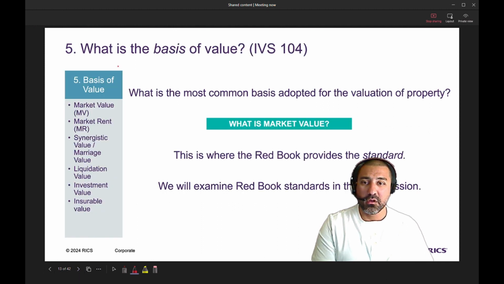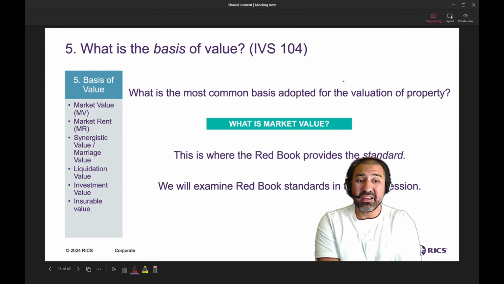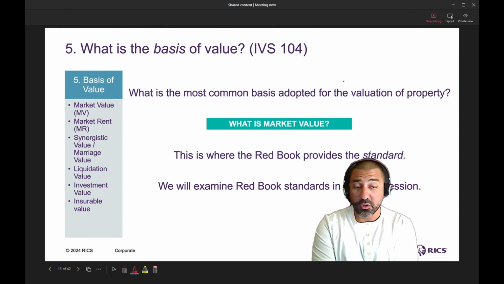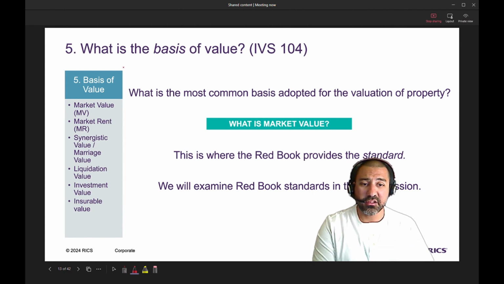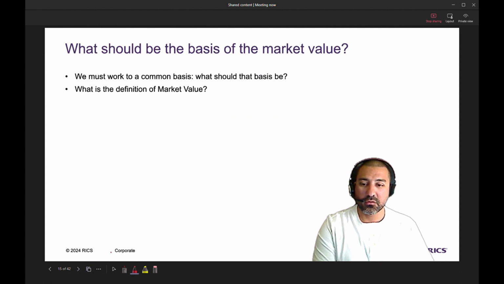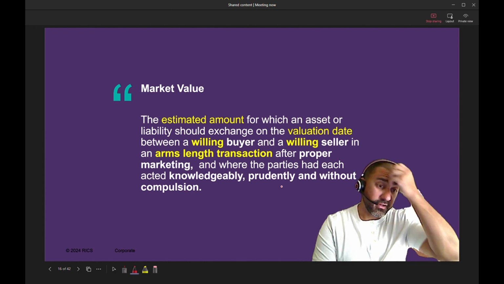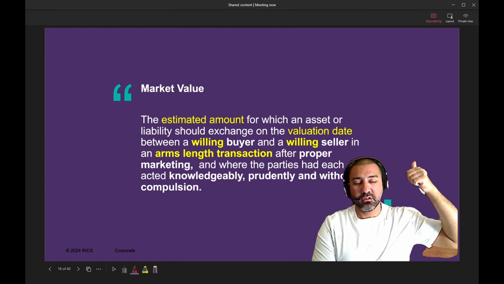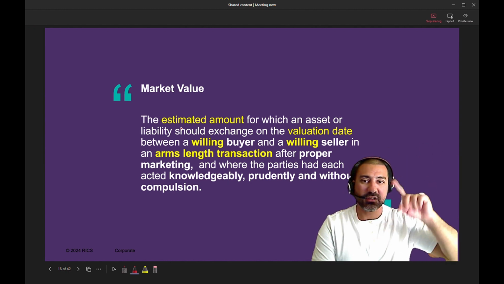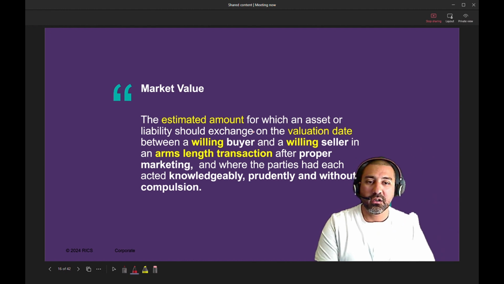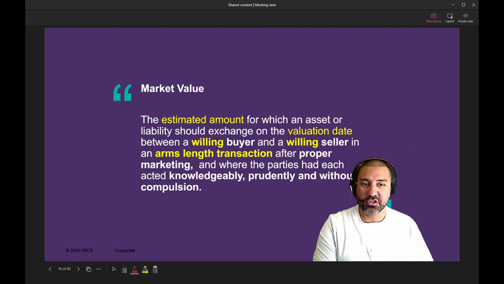Right. The fifth element is something called the basis of value. It's IVS 104. So again, bases of value are different definitions of value. The most common one that we use is what we call market value. Market value has a very specific definition. It is the estimated amount. Remember, we said price, cost, value, and worth, and we said value is an estimated amount. So value is an estimated amount for which an asset or liability should exchange at a valuation date.